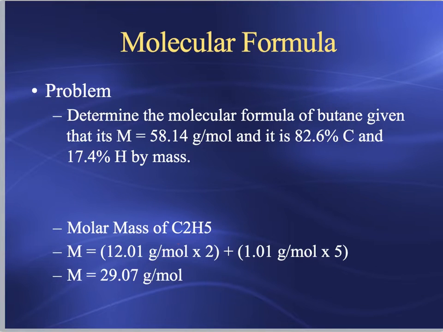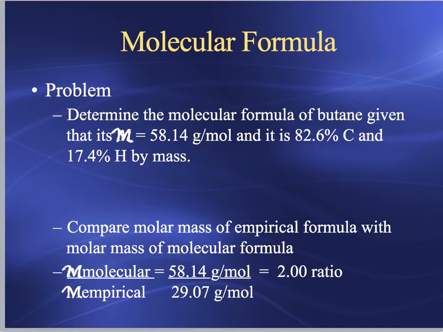So, once we've got the empirical formula, we need to find the molar mass of that, which you'll see me abbreviate M, the cursive capital M with a subscript capital E, okay? And for this one, 12.01 for carbon times 2 plus 1.01 for hydrogen times 5, we get 29.07. So the molar mass of the empirical formula is 29.07 grams per mole. Okay, and we've got one final step.